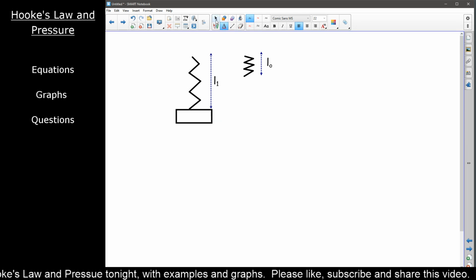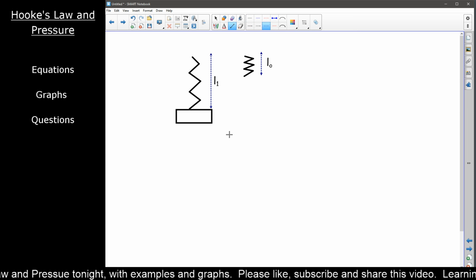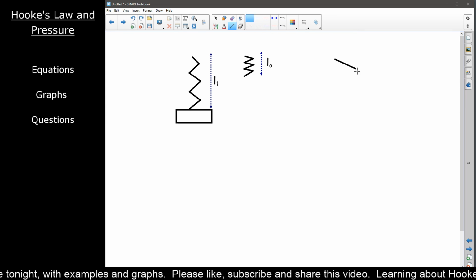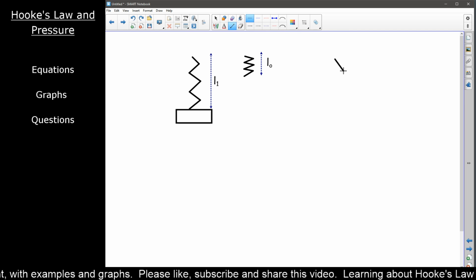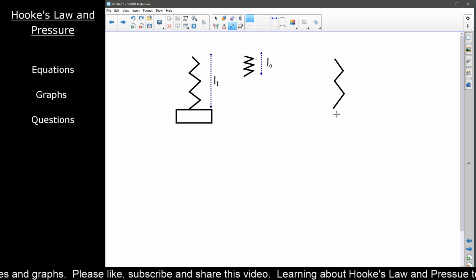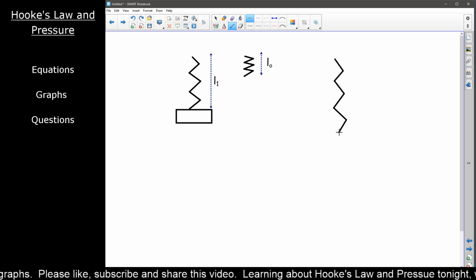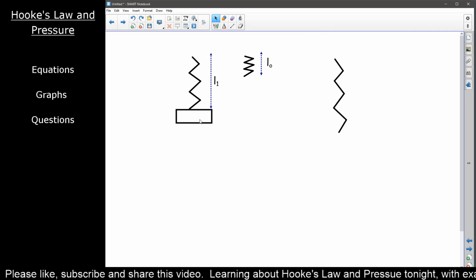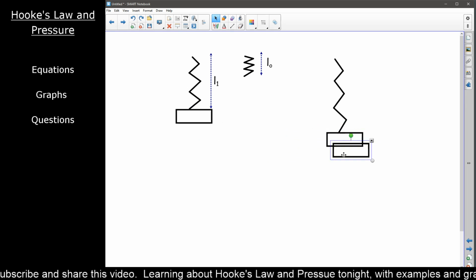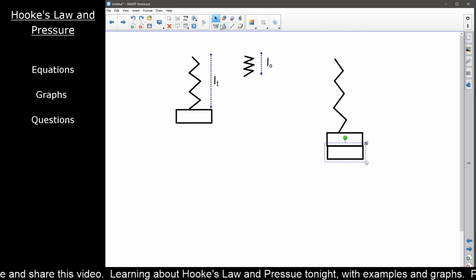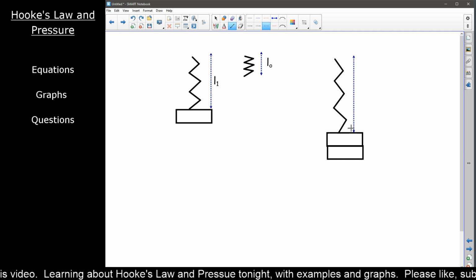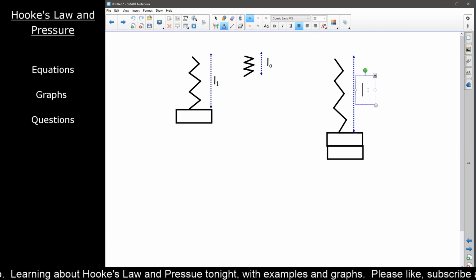Add another mass onto that. Do that again, and your spring's going to stretch out even further. So you end up with something out here. And let's imagine that we have a bigger mass on here, so let's put two of these on there, like that. Then no prizes for guessing, we would measure the length of this and label that as L2.